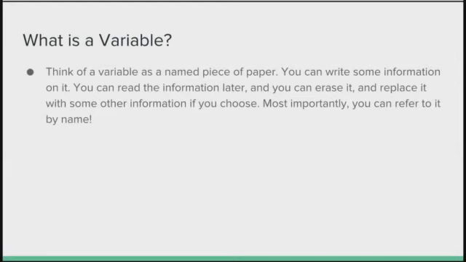So data types. What is a variable? A variable is, and this is really hard to come up with a definition for, but you can think of a variable as a named piece of paper. You can write something down on it, you can read the information back later, you can erase it, you can replace it with some other information you choose, but most importantly, you can refer to it by name. And now if there's any advanced programmers out there, I'm sure that you're going to have objections to this loose definition, but hopefully it'll serve to at least give you a starting idea of what a variable is.